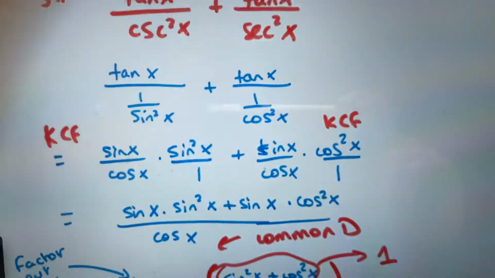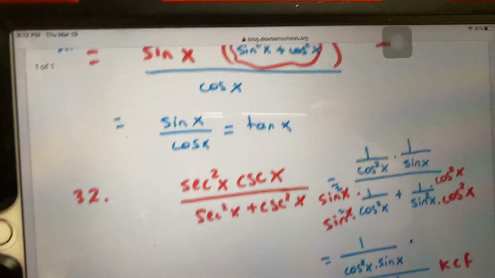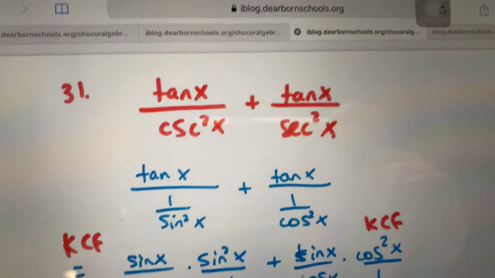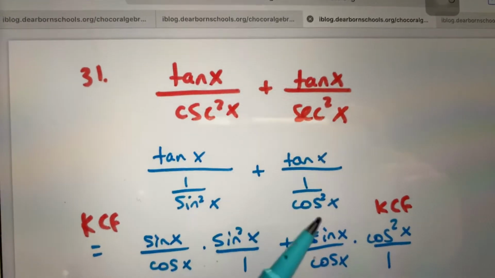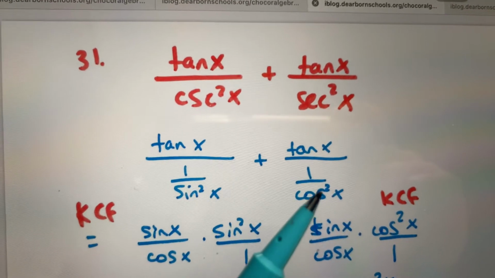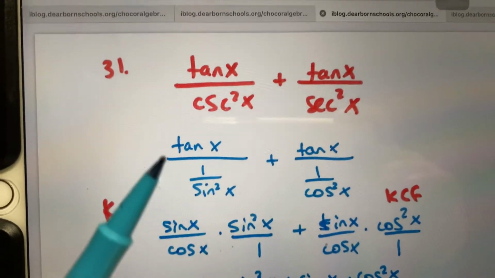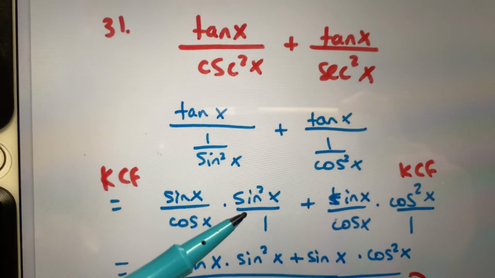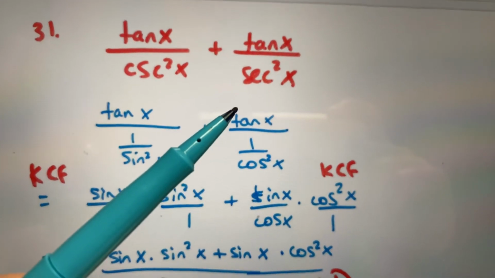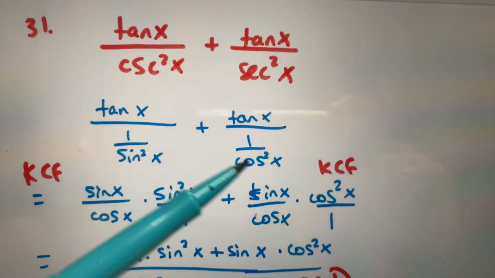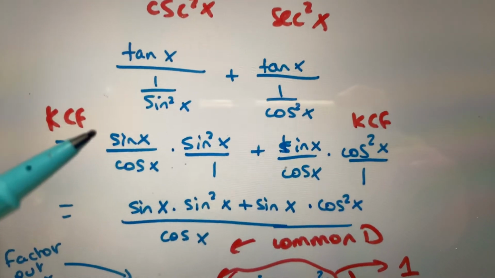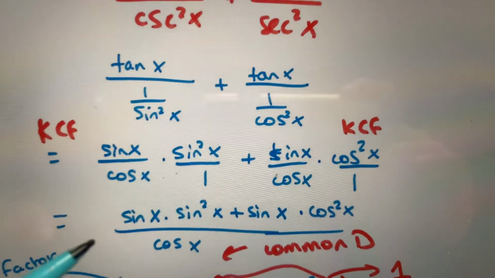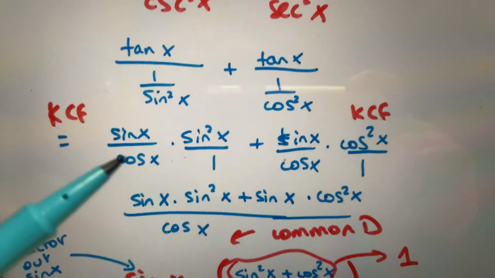Okay, and last set for today. It has only 2 problems. So tan divided by cosecant squared, that's a 1 over sine squared, and tan over secant squared, which is 1 over cosine squared. Now, keep, change, flip. And I put sine over cosine because that's the tan, multiplied by sine squared over 1, plus tan again, so sine over cosine multiplied by the flip of this. So now you can see sine multiplied by sine squared plus sine multiplied by cosine squared, and all over the common denominator. We don't multiply these.